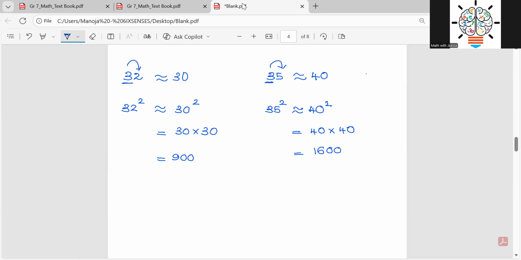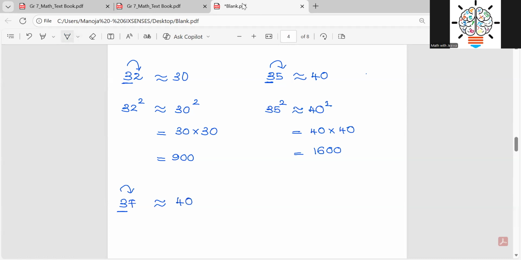1600. Let's say you have 37. Again, you underline the first significant figure. Look at the next number. If the next number is 5 or more than 5, we need to add 1. To where we need to add 1? To the underlined number. That becomes 4, and this is 40.